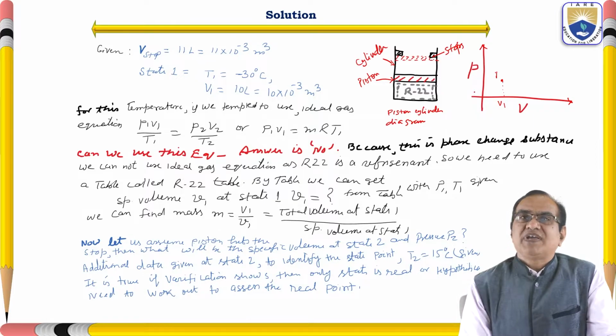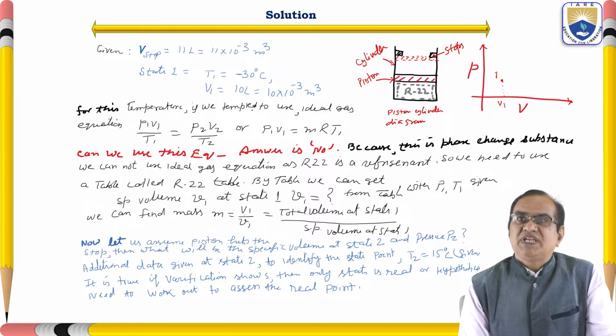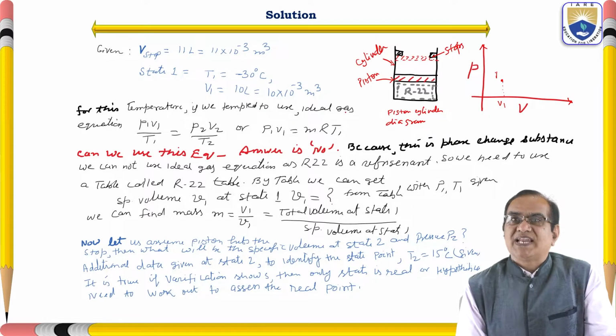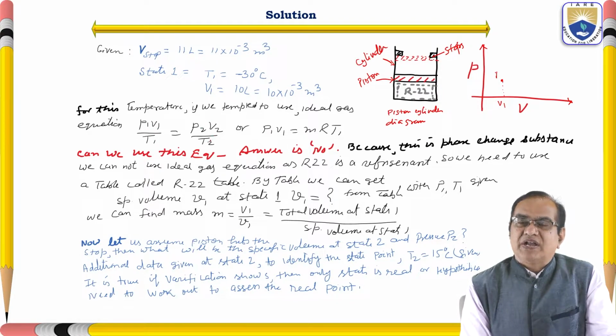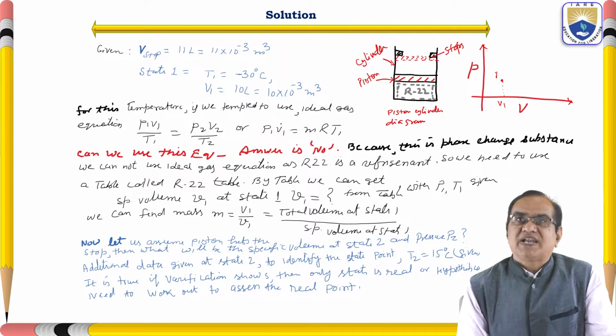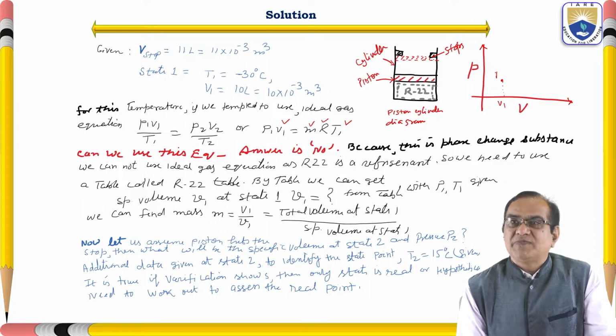Here, for this temperature, if we are tempted to use the ideal gas equation, that is P1 V1 by T1 equal to P2 V2 by T2, or we can write P1 V1 equal to m R T1. Here T1 is given, V1 is given, m is given, R is known, so we could find P1, but we cannot use it.